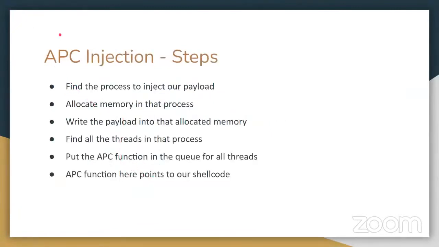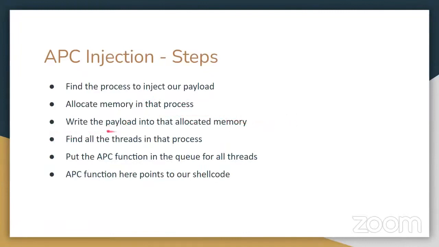So these are the steps for the APC injection. First, we need to find the target process to inject our payload. After that, we need to perform the remote allocation. After that, we will write our payload into that newly allocated memory in the target process.